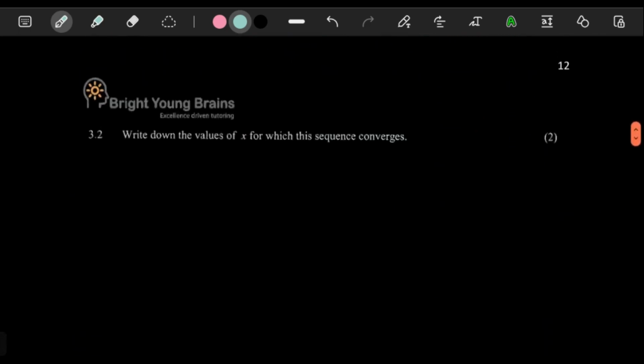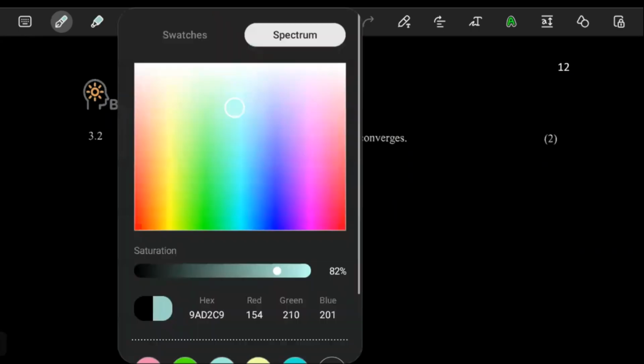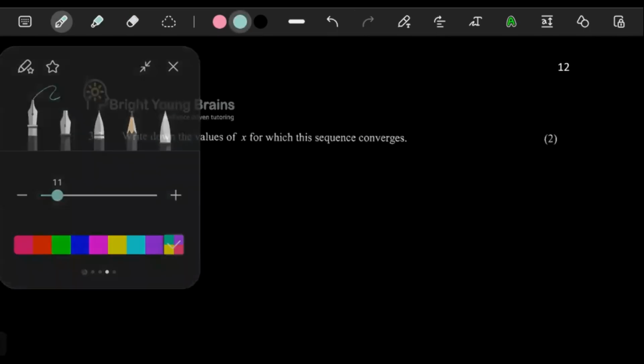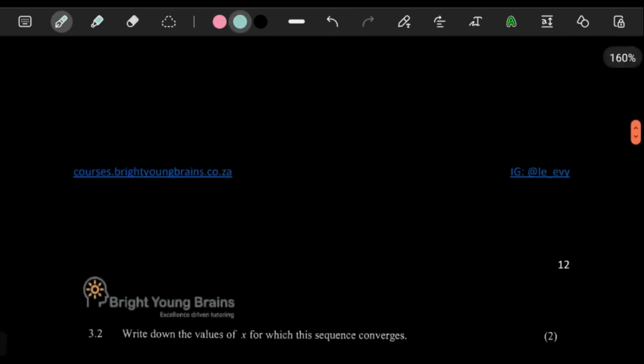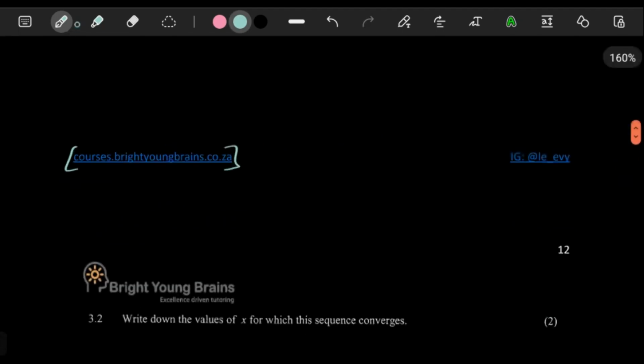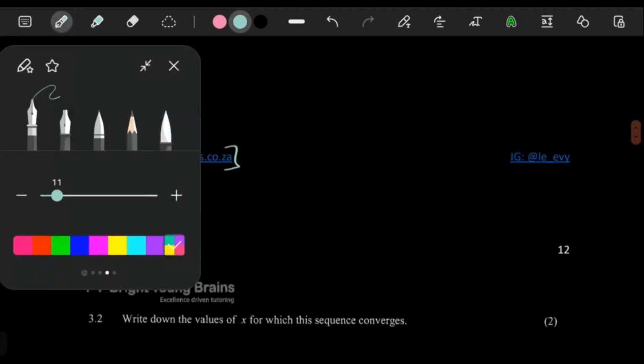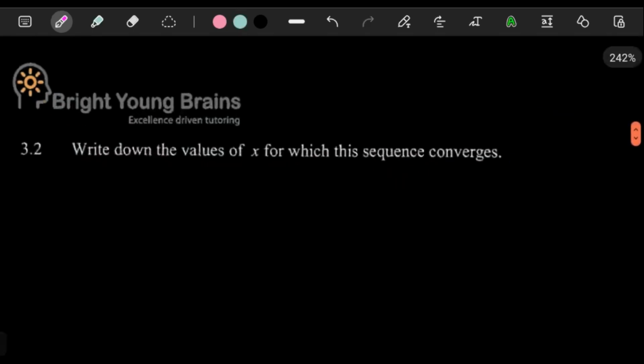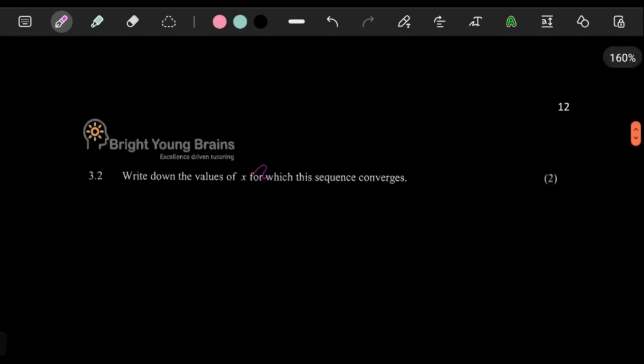3.2 says for 2 marks, write down the values of x for which this sequence converges. So any sequence, if you've gone through the online courses on our website, the link to that is in the description. If you have gone through the online courses on our website, the one thing you already know is that questions like these, all you need to do to get the values of x, or the values of anything for which your sequence converges, is you just want to think of this expression.